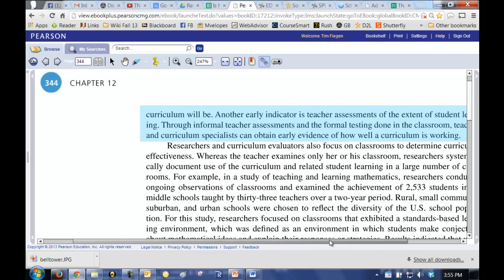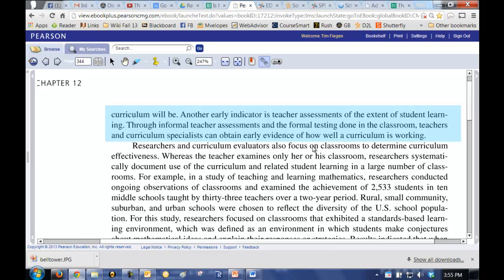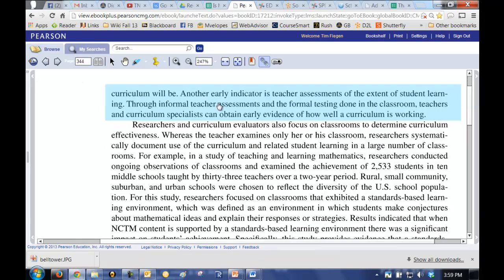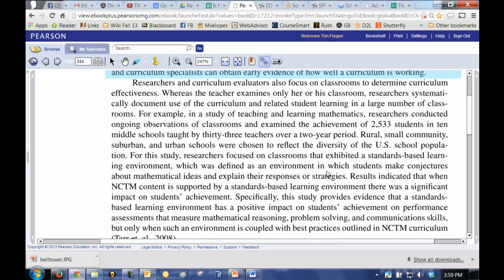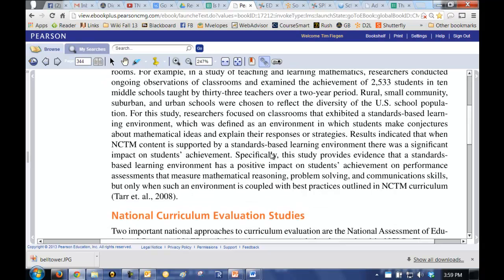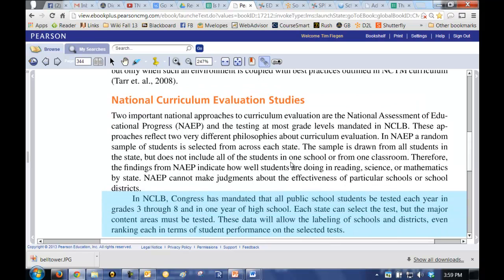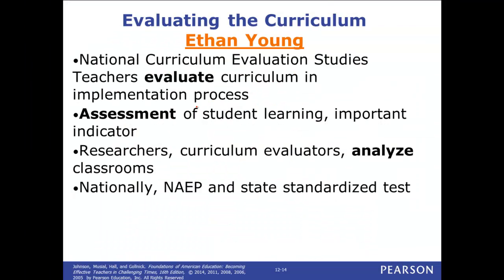Okay, so here this is highlighted. Another early indicator. So this here I highlighted, early indicators of teacher assessment of the extent of student learning. Informal teacher assessments and formal testing done, they evaluate it. And then this whole story here in the middle is about how they do some of that evaluation and what they do with it. Okay, then the national curriculum, let me jump back over here.